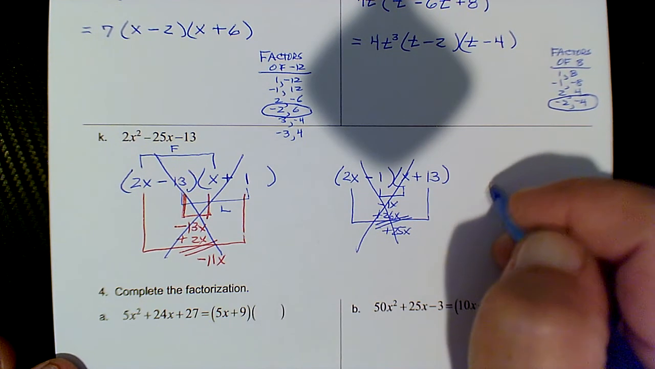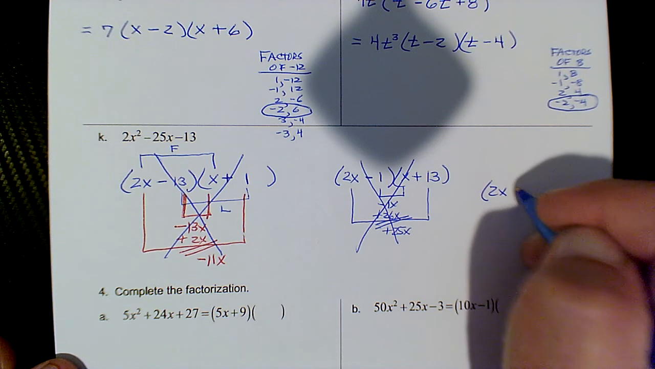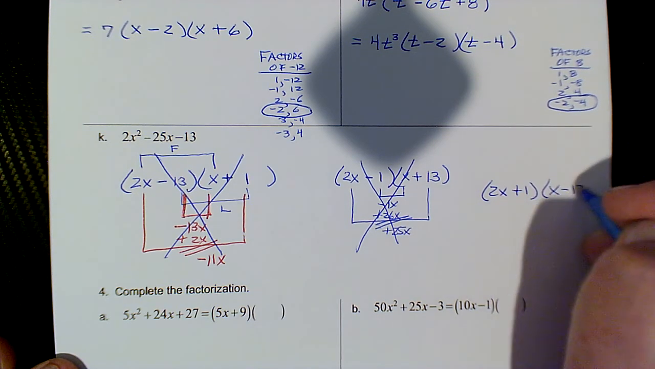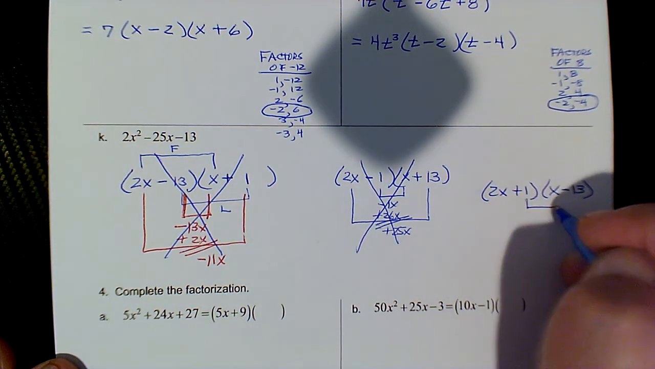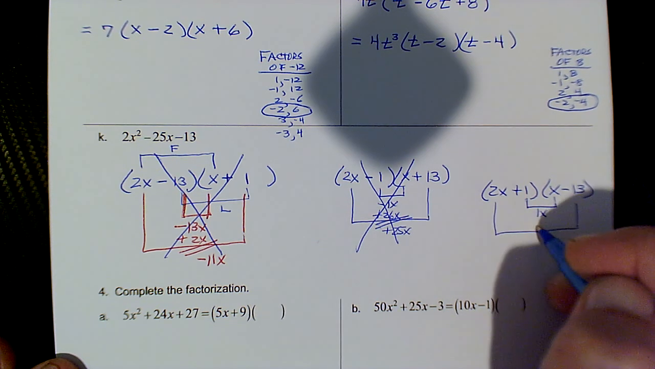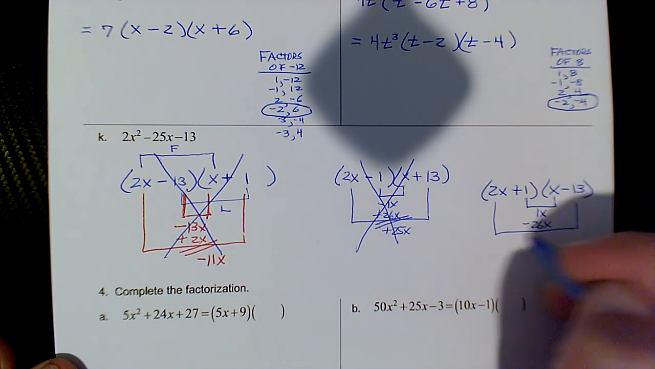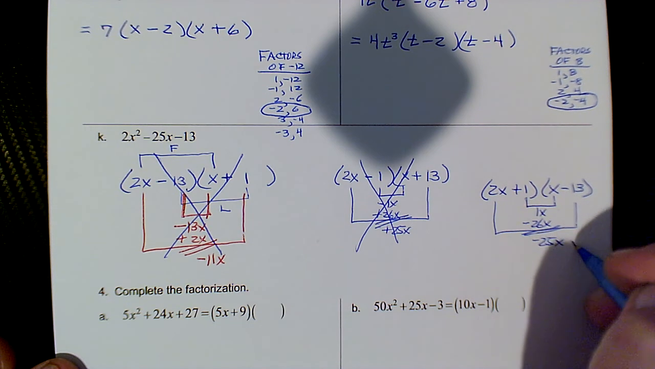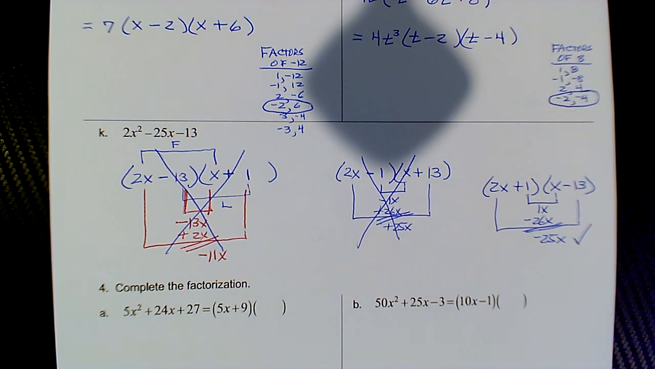So all we have to do at this point is switch the signs. So 2x plus 1, x minus 13, and then it's going to work. Positive 1x for the inner, negative 26x for the outer, negative 25x, which checks. So there's our correct factorization.